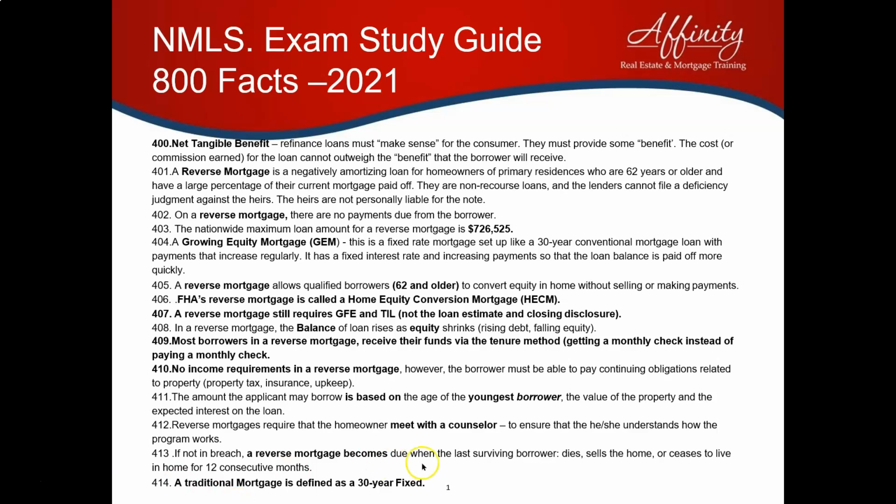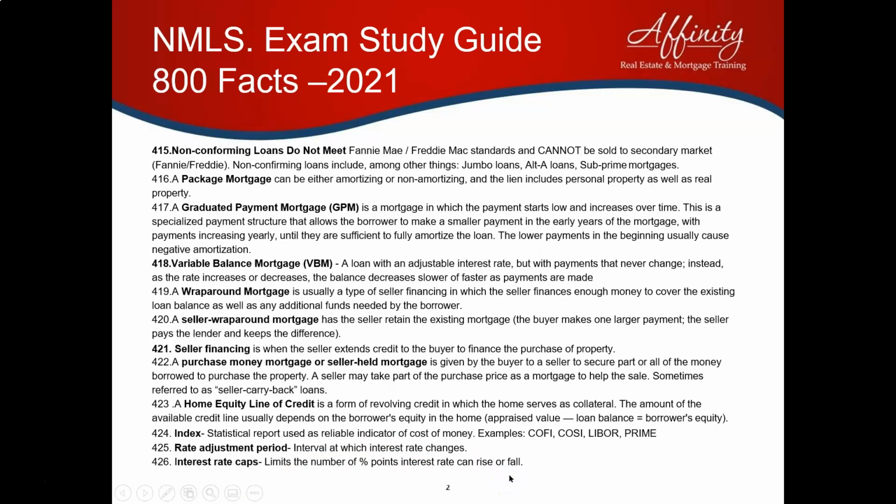A traditional mortgage is defined as a 30-year fixed mortgage. A non-conforming loan does not meet Fannie or Freddie Mac standards and cannot be sold to the secondary market. Non-conforming loans include, among other things, jumbo loans, Alt-A loans, and subprime mortgages. A package mortgage can be either amortizing or non-amortizing, and the lien includes personal property as well as real property.